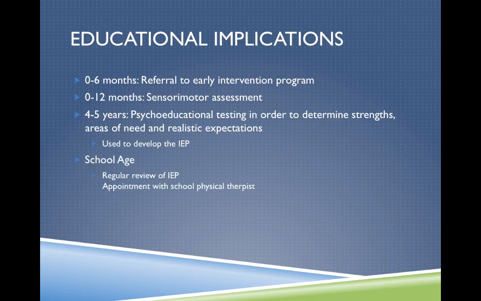Some educational implications include during 0 to 6 months, there should be a referral to an early intervention program. 0 to 12 months, a sensory motor assessment. 4 to 5 years, psychoeducational testing in order to determine strengths, areas of need, and realistic expectations, which is then used to develop the IEP. And during school age, there should be a regular review of the IEP and appointment with the school physical therapist.